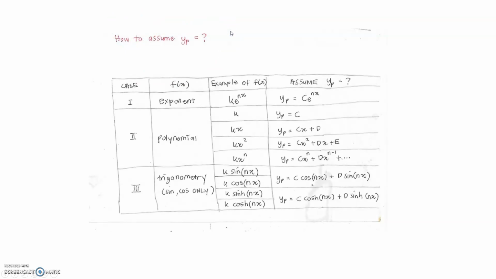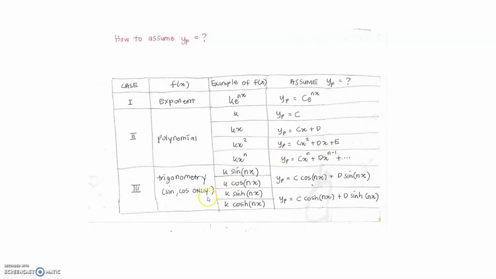In order to assume the YP, we assume based on the type of fx as shown in the following table. Let's say your fx is an exponential type, for example fx equal to k e^(nx). Then you assume your YP is equal to c e^(nx). For polynomial type, if your fx is equal to k, your YP is equal to c. If your fx is equal to kx, then your YP is equal to cx plus d. If your fx is equal to kx squared, then your YP is assumed to be cx squared plus dx plus e, and so on.